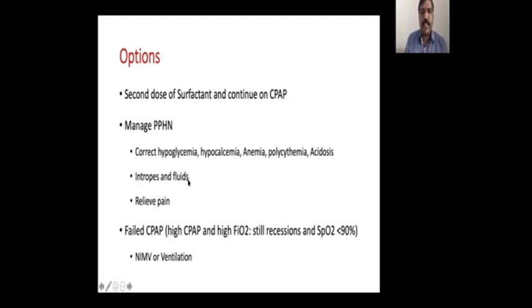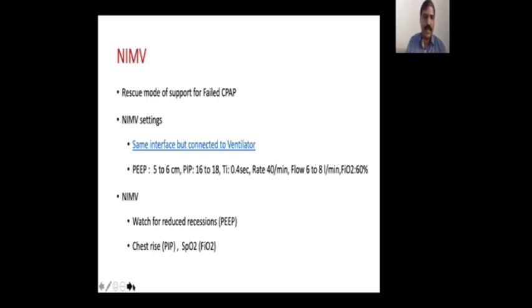But in spite of all this, the baby continued to desaturate and continued to have retractions. At this point of time, it was declared that the baby has failed CPAP. He required a pressure of 8, FiO2 60%, still desaturations, and saturations are still 90%, and both doses of surfactant already given. We are on maximum pressure of 8, FiO2 60%. Still the baby is not maintaining saturation, still has retraction. That means the baby requires more support than CPAP. At this point of time, the decision was either to start nasal IMV or ventilation.